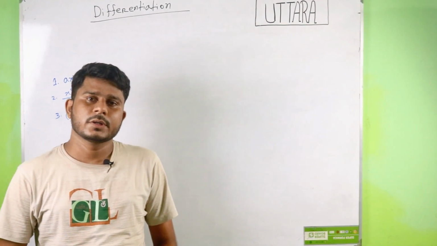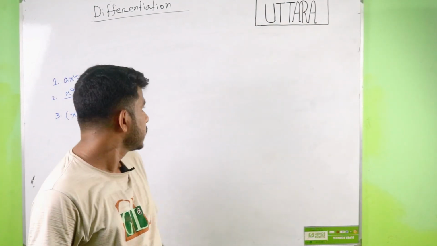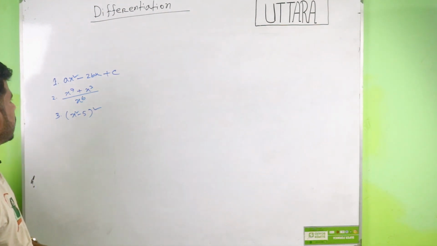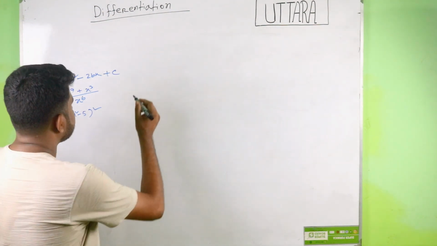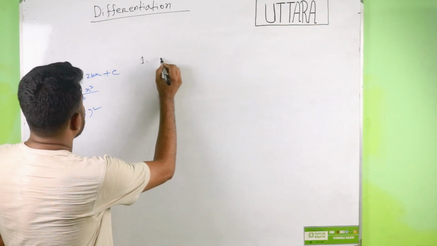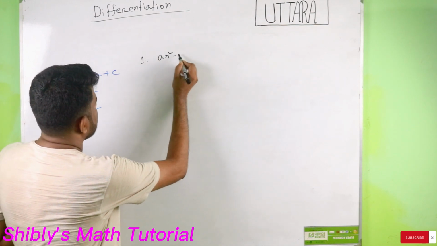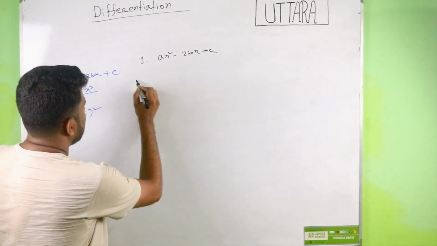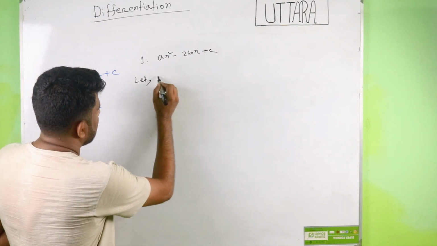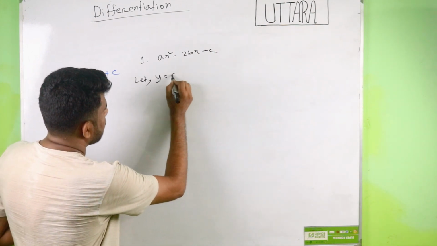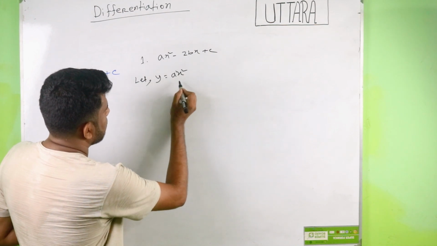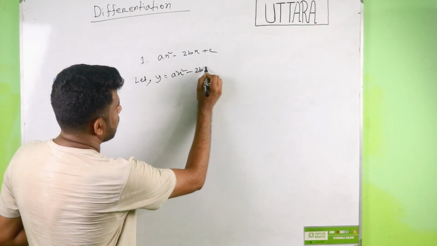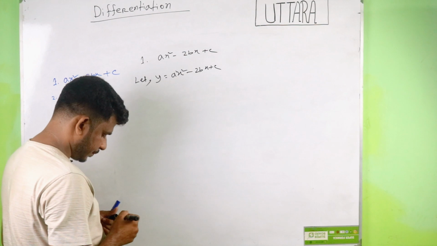So today we are going to solve some basic differentiation. Here are three examples. Number 1, x square minus 2bx plus c. So let y equal x square minus 2bx plus c.